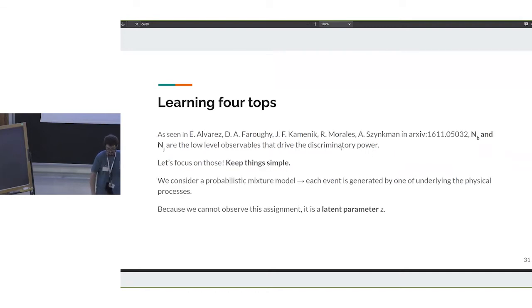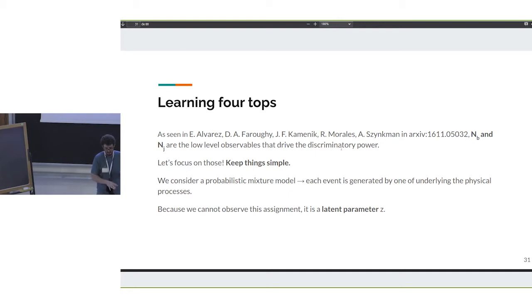So, as seen in a previous work by Ezequiel Álvarez, Darío Farughi, Ernest Kameny, Roberto, and Alejandro, there are two low-level observables, the number of B jets and the number of light jets, that is all the jets that are not B-tagged, that drive the discriminatory power between four tops and its main background, TTW. And so we'll focus on those two observables and try to model those.